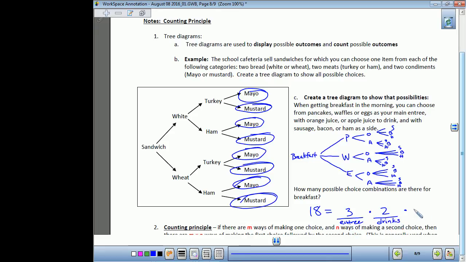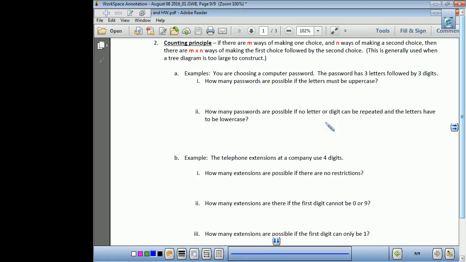If we had taken the total number of choices in each category and just multiplied them, 3 times 2 times 3, don't we get 18? And that is the counting principle. It's a time saver, and it's a space saver, and it gives us the total possible outcomes. Now we can't see them specifically, so sometimes the tree diagrams are still handy, but it is a quicker way.